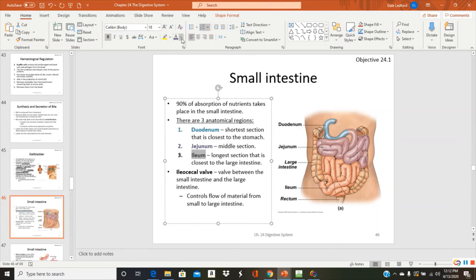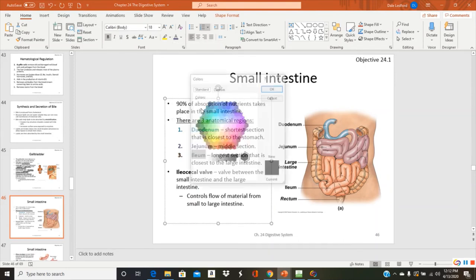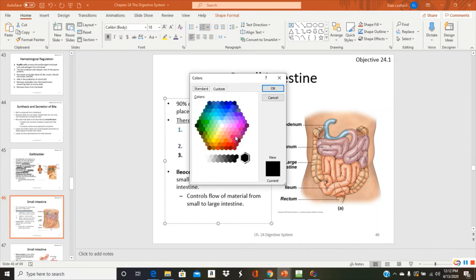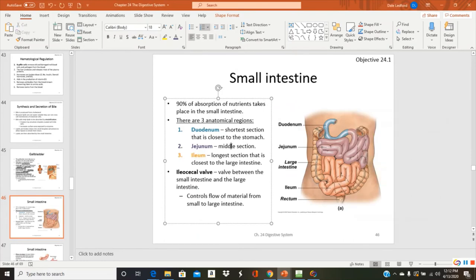Let's see here. Oh, can I get a color that matches? Let's get him in there and see. Ah, that looks like it, doesn't it? Okay, that's close enough. Close enough for government work.